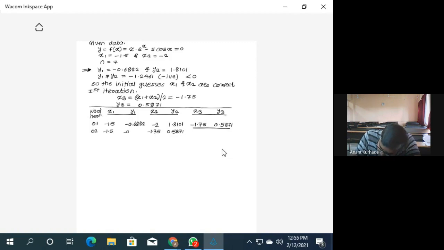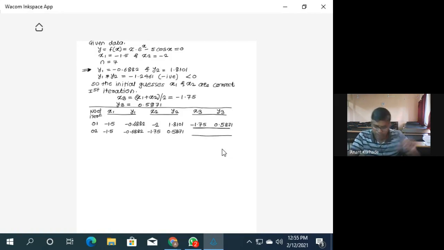Minus 0.6882. So here we are checking its convergence condition. Again, remember, we are checking the sign of y3. If it is plus, we are shifting plus to plus. Along with shifting the value of y, also shift x, that means x3 is equal to x2. So here we have iteration number 2. Again calculate x3 and y3.